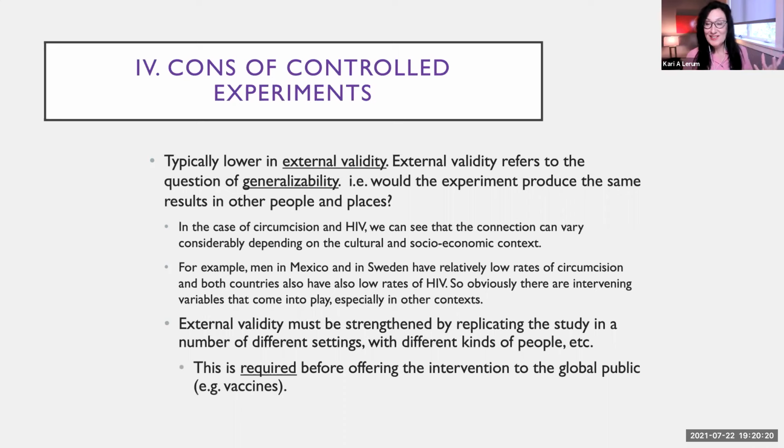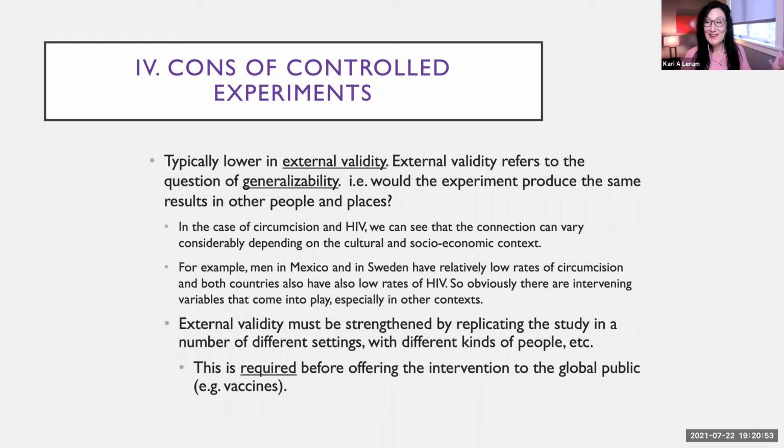Because of all these variations of variability, for external validity to be strengthened, it does need to be replicated in a number of different settings with a number of different kinds of people. And in these sets of clinical trials with circumcision and HIV, they were replicated 3 times. There was the study in South Africa that we were just talking about, Uganda and Kenya, and they all produced similar results. The intervention was then offered or talked about being offered in sub-Saharan Africa.